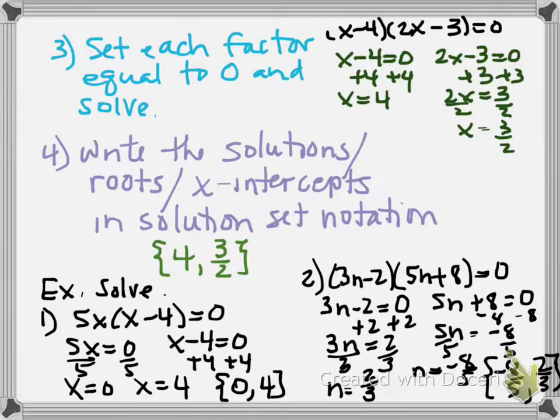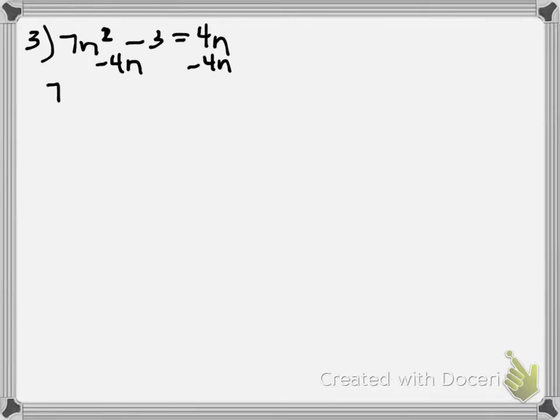So let's do one that makes this work really hard, or harder. 7n squared minus 3 equals 4n. Okay, is this problem set up correctly? No. So job 1 is to get the equation on one side, rewrite it in descending degree order, and have 0 on the other. I don't have any like terms, so I get the trinomial 7n squared minus 4n minus 3 equals 0. Now I need to factor this.